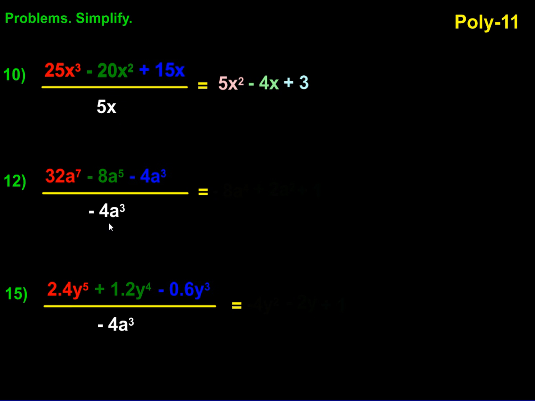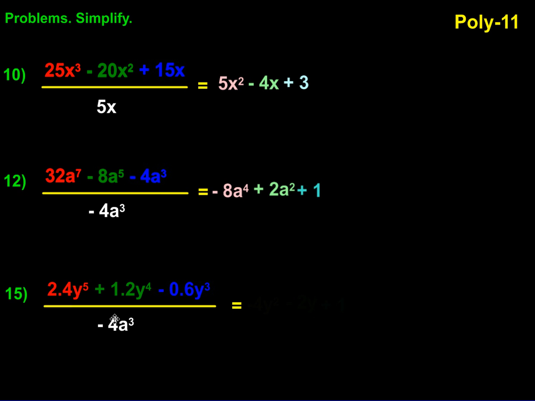Same idea for number 12. We're dividing each of these terms by negative 4a to the third. If we divide 32a to the seventh by that, we get negative 8a to the fourth. If we divide negative 8a to the fifth, we get positive 2a to the second. And if we divide negative 4a to the third by negative 4a to the third, we get 1.